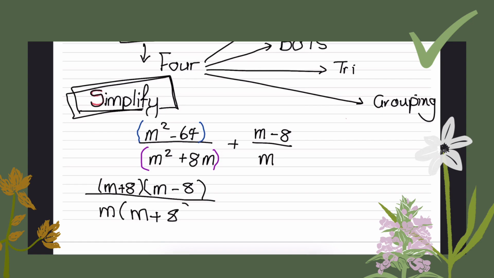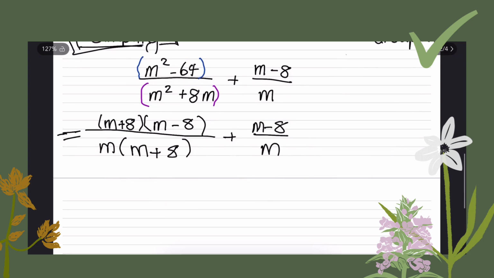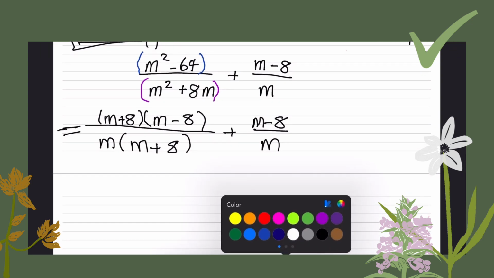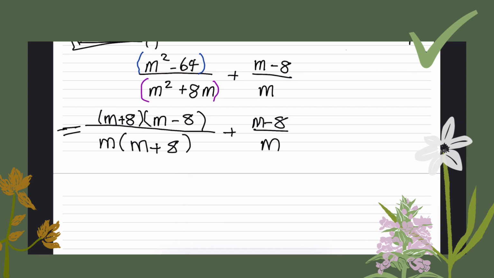Yes? Okay, then on the other side, we have plus m minus 8, which you can do nothing to it, equals. Okay, now, because we have the brackets, the bracket makes everything within the bracket one term. So now I can cancel out. So let me put a purple. So m plus 8 divided by m plus 8 gives me 1, leaving me with equals m minus 8 over m plus m minus 8 over m.